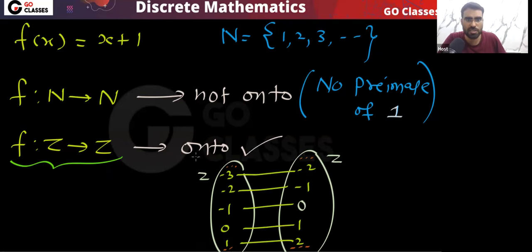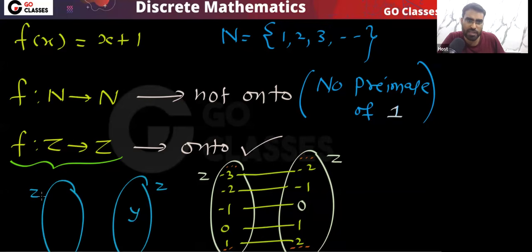So this is the point, that when you have integers to integers, then this function f(x) = x + 1 is onto, because every element has a pre-image. Yes or no? Whatever element you take, for example any element y, what will be the pre-image of that element? In this function, the pre-image will be y minus 1. Okay, is this clear?